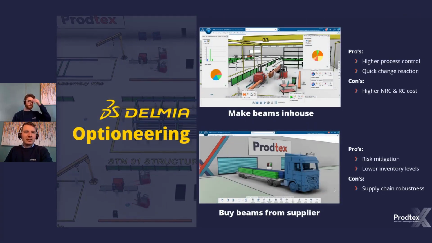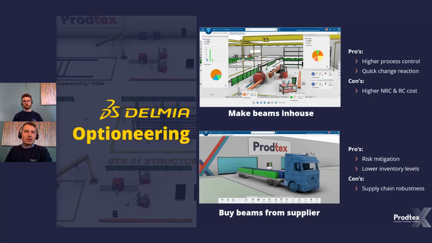Okay, so we looked at a few options. Two of the options which were proposed were to either make the beams in-house, which would involve cutting these to length on a machine, or to buy the beams in from a supplier. Of course, we can see that there are pros and cons with both, in that by making the beams in-house you get greater control over the process and can respond rapidly to sudden changes in production.